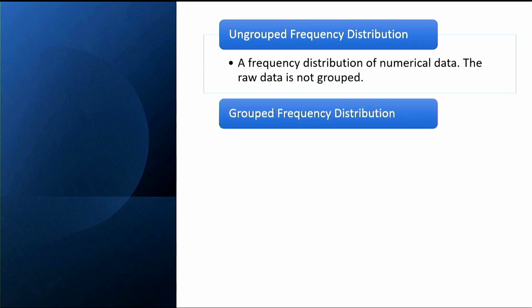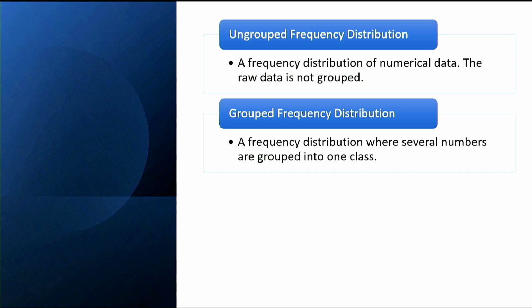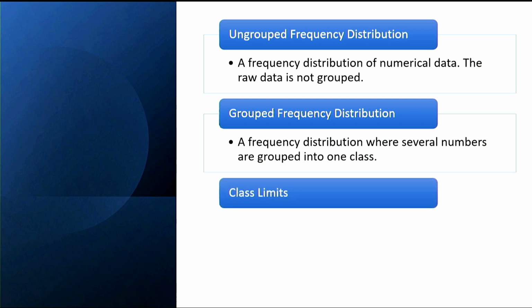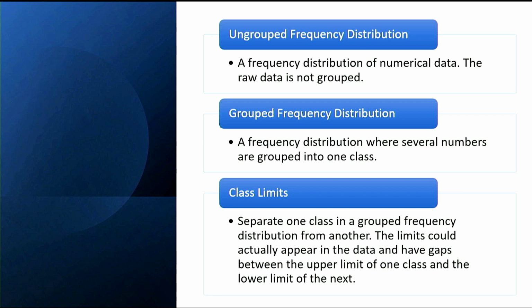We also have grouped frequency distribution: a frequency distribution where several numbers are grouped into one class. Then class limit. The class limit separates one class in a grouped frequency distribution from another. The limit could actually appear in the data and have gaps between the upper limit of one class and the lower limit of the next class.